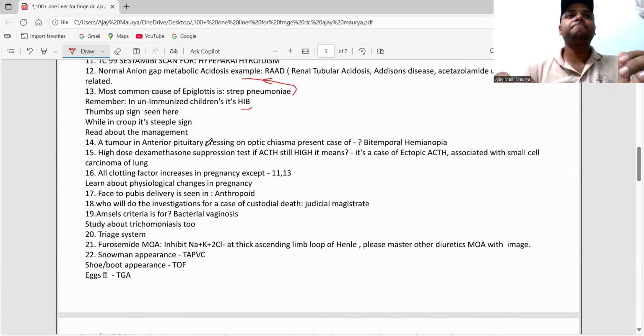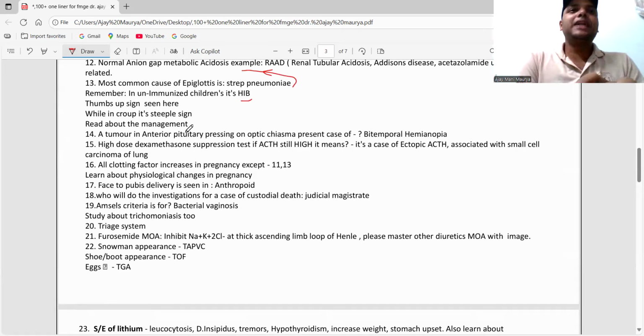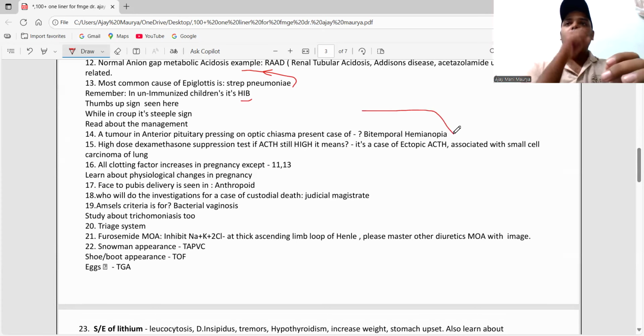Next one. A tumor in the anterior pituitary pressing on the optic chiasma causes what? Bitemporal hemianopia. So these are the most commonly asked questions. Try to correlate with the images and the other options. Other conditions also. Next one.